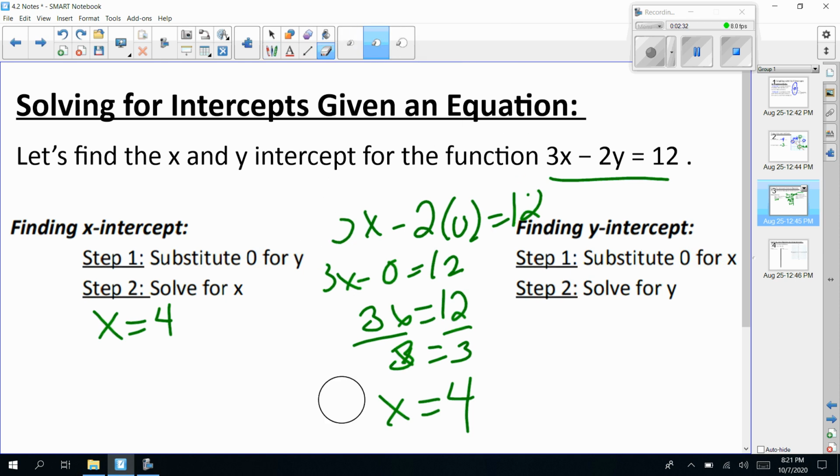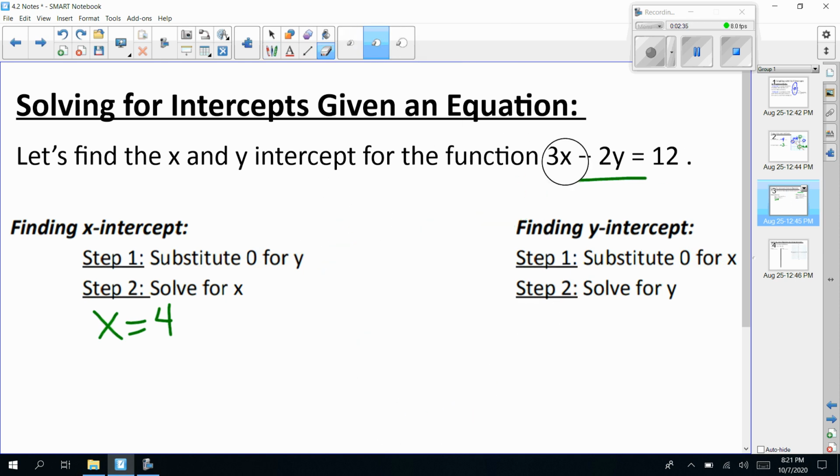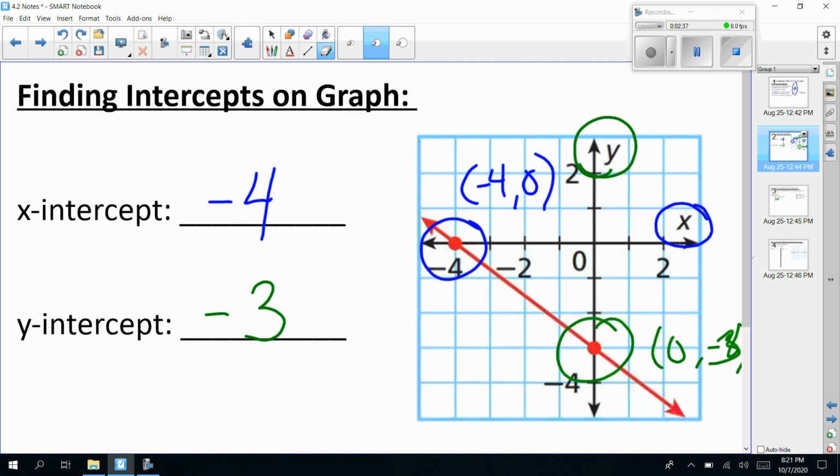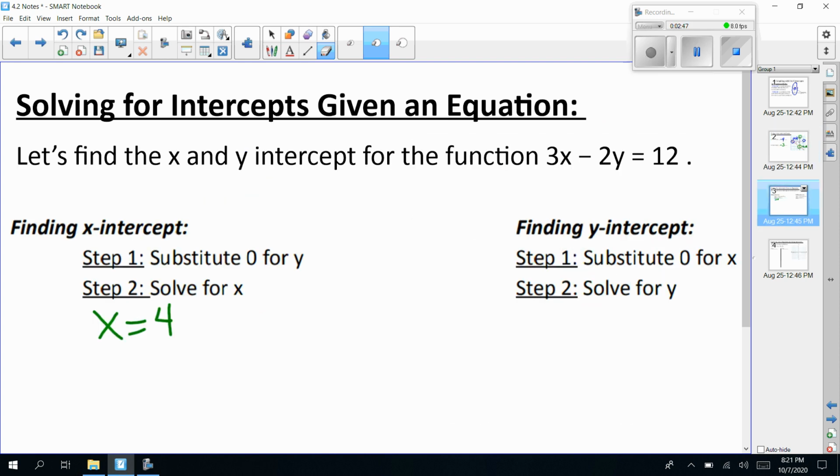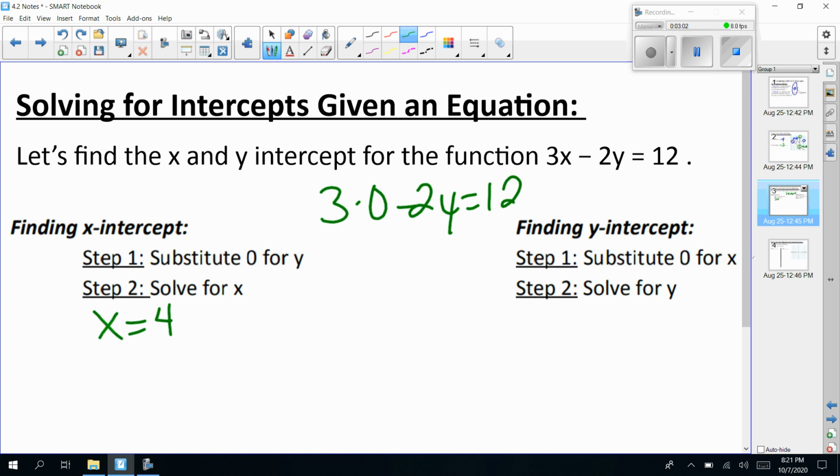For our y-intercept, if you remember, the y-intercept is where the point crosses the y-axis. So our x is 0 at that point. So we're going to substitute 0 for x. So 3 times 0 minus 2y equals 12. Put the 0 for the x.